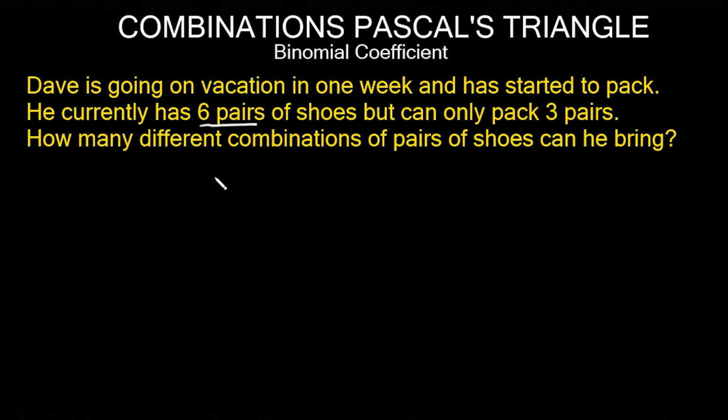Then your next step is how many are you picking, or how many are you choosing? Well, Dave is going to be choosing 3 pairs. I see that right here. So that's all the information we need. And once you have Pascal's triangle, you're pretty much done with the problem. So what we're going to do is go back to Pascal's triangle using this information, and I'm going to show you how you're going to get the answer to this problem.